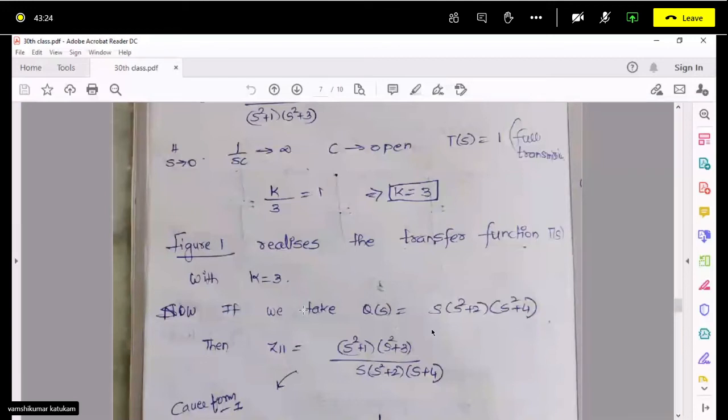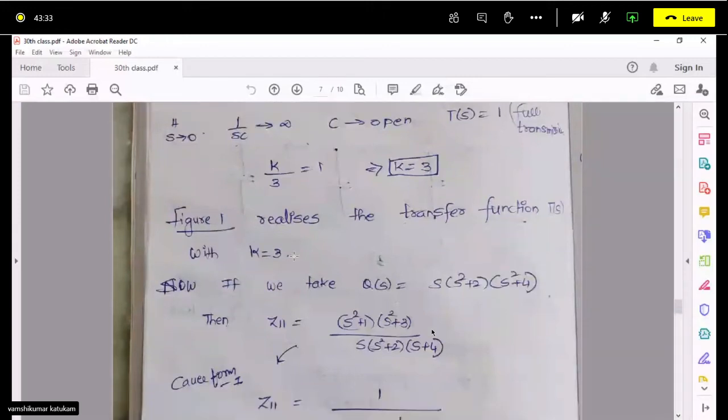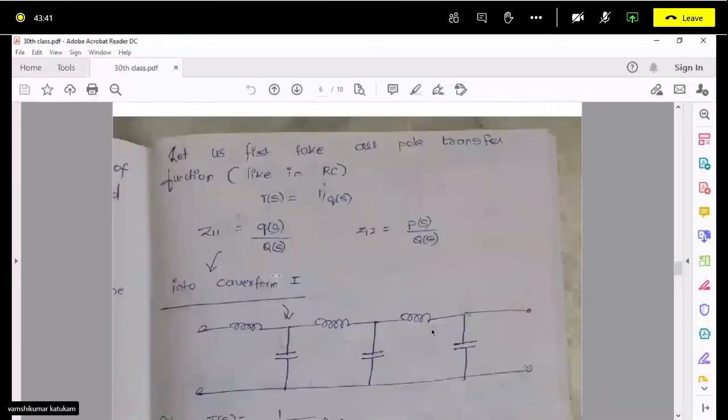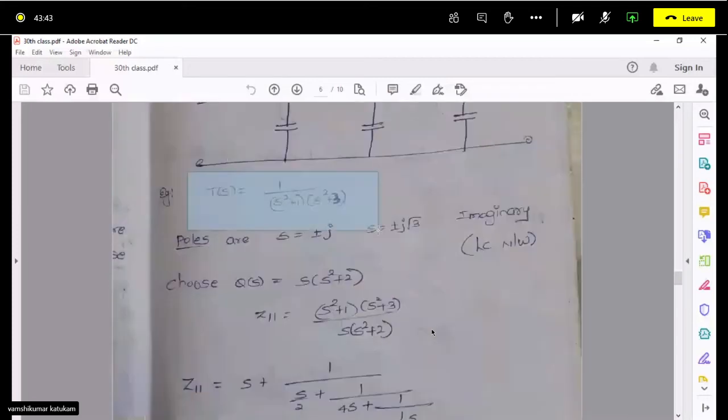So here you can see, figure 1 realizes the transfer function T(S) with K equal to 3. This is our first transfer function form, 1 by Q(S). There is this 1 by Q(S).